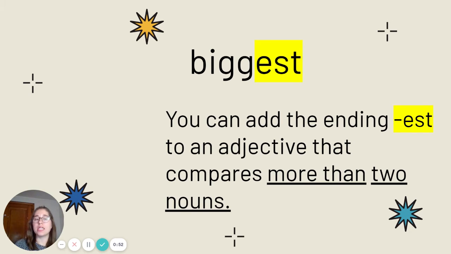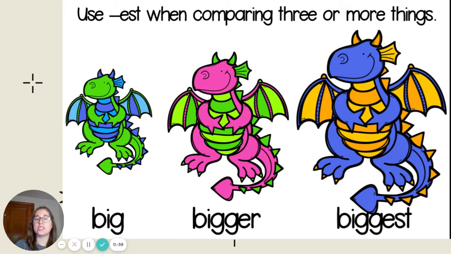Biggest. You can add the ending EST to an adjective that compares more than two nouns. Use EST when comparing three or more things. So we have big. The pink dragon is bigger, but the blue dragon is the biggest, B-I-G-G-E-S-T. You're comparing the biggest dragon to the other two. You're comparing three dragons total. So you would use the EST ending.